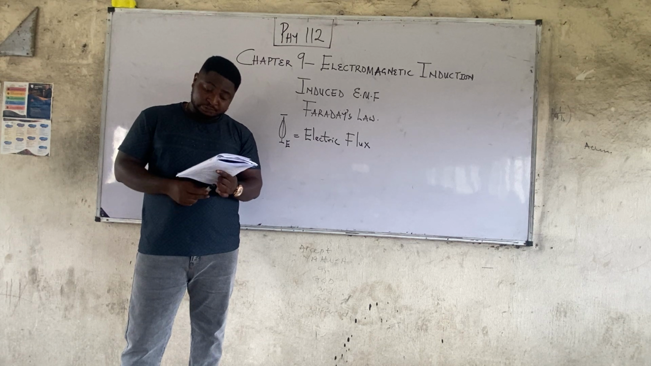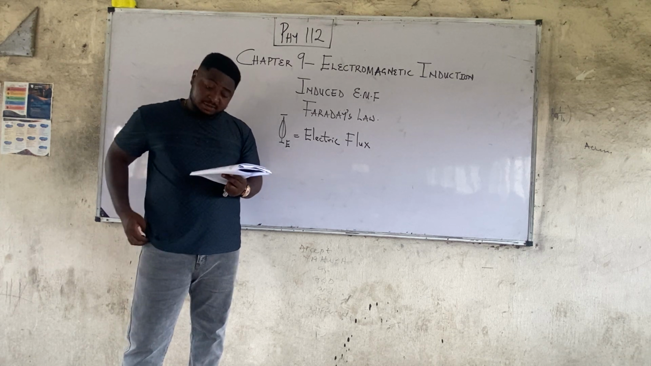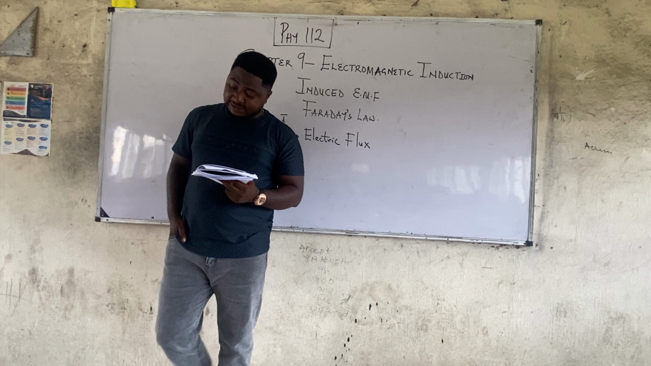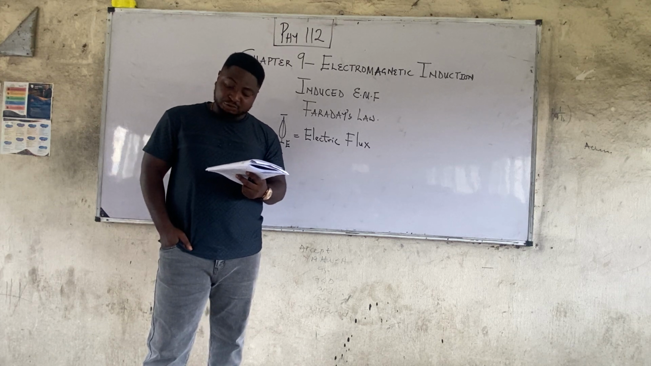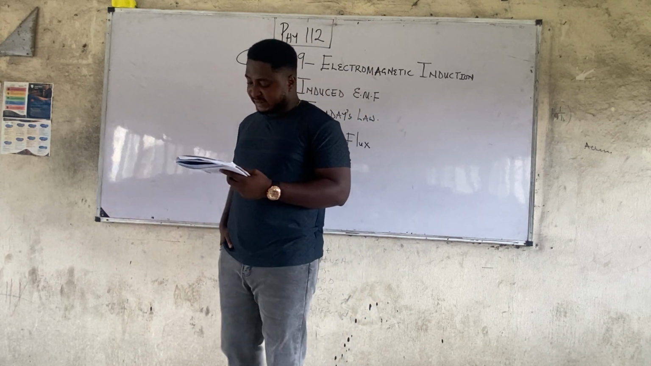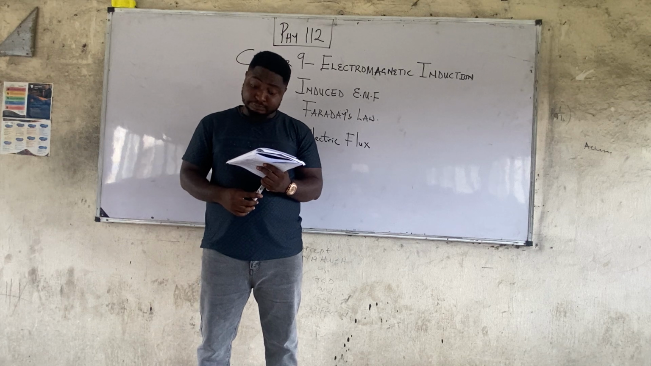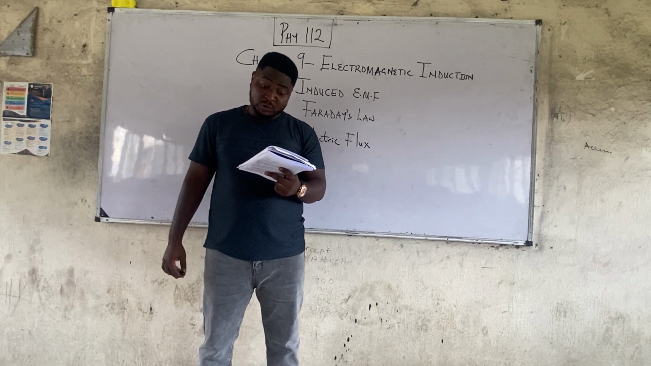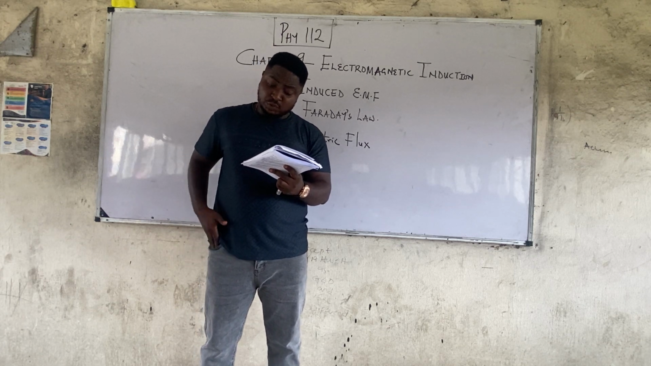Note that when the number of magnetic lines passing through the loop increases, as the magnet keeps moving towards or away from the coil, this will lead to what?